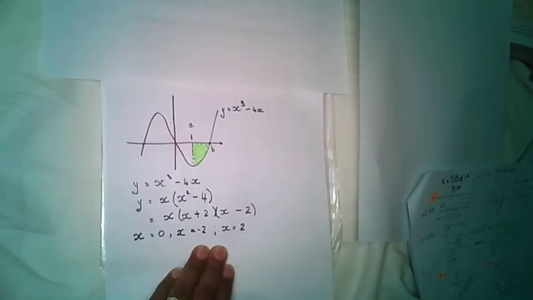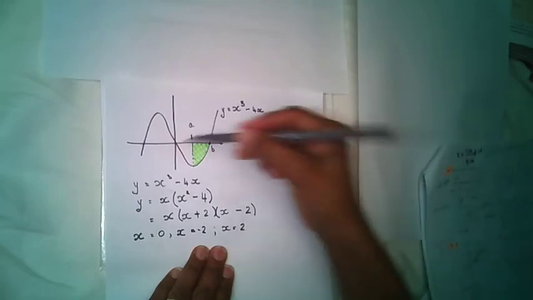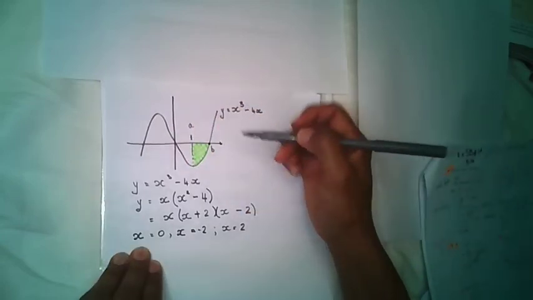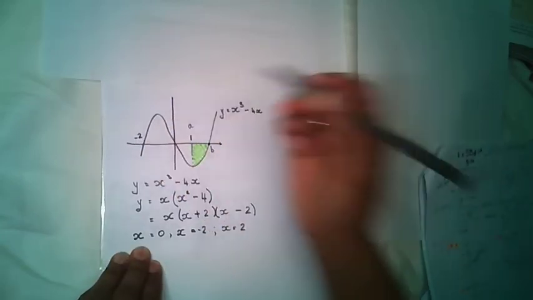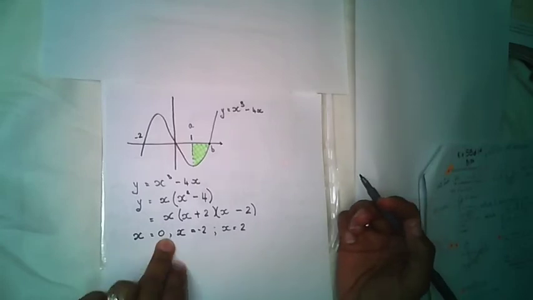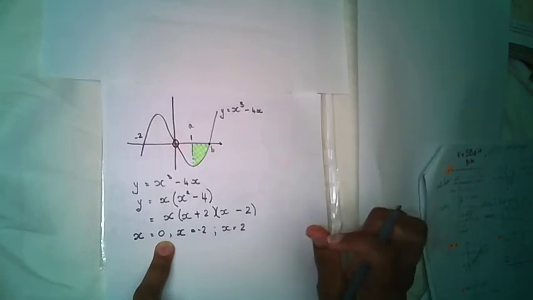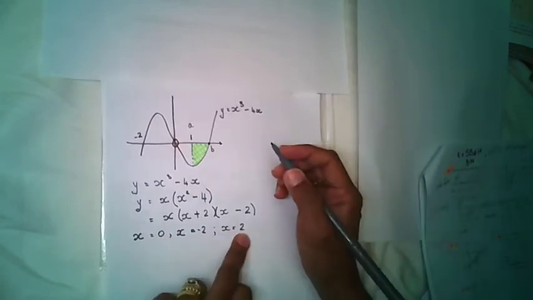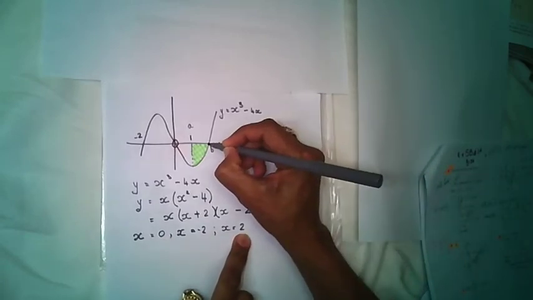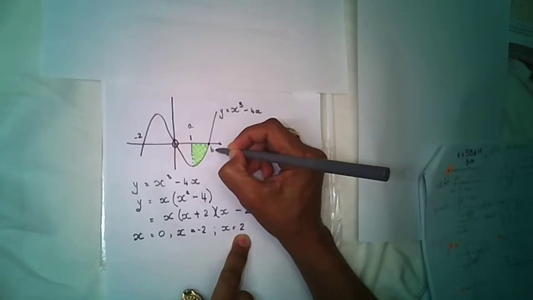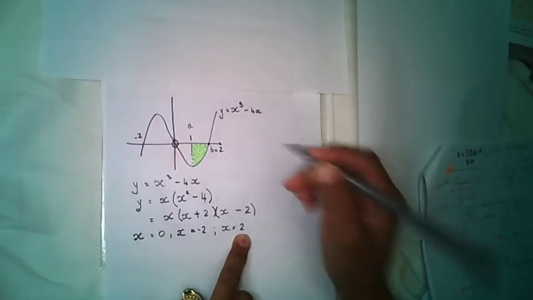positive 2. So if we're looking at our function, our picture here, we've got our negative 2 over here, but we're not really interested in that for this sum. We've got our 0 over here. Again, we're not interested in that whole space. We're just interested in this number, which is this one right here, the B point, which is equal to 2.